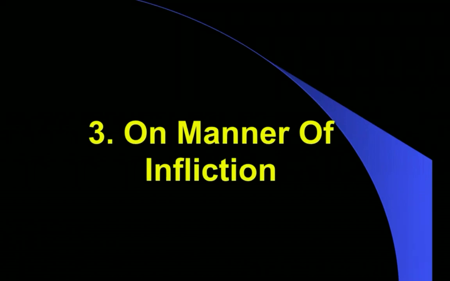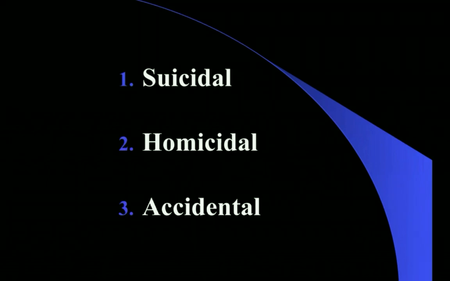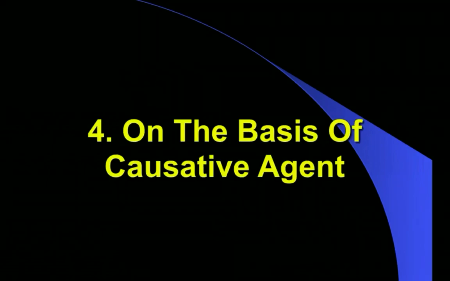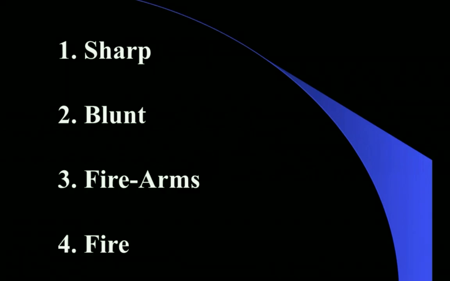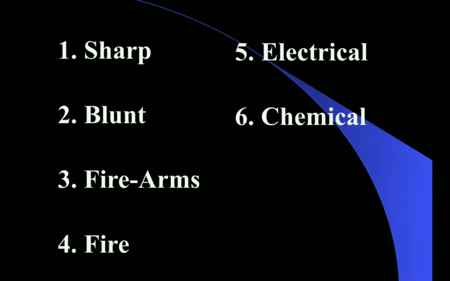Now on the manner of infliction, this can be suicidal, homicidal, or accidental. On the basis of the causative agent, that is the kind of weapon, it can be sharp edge, blunt weapon, firearms, fire, electrical burns, chemical, radiation.